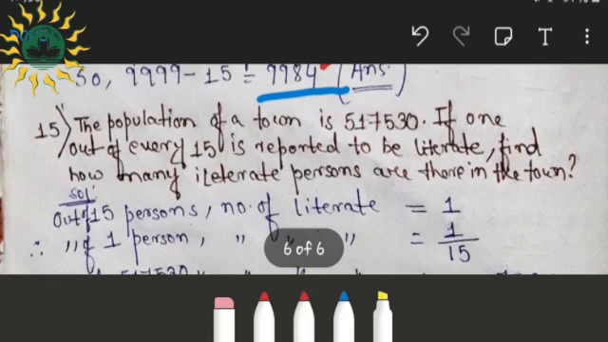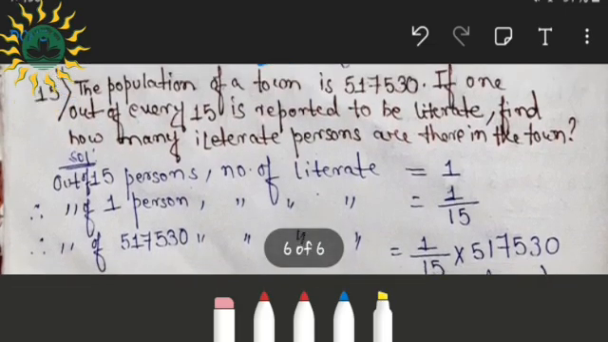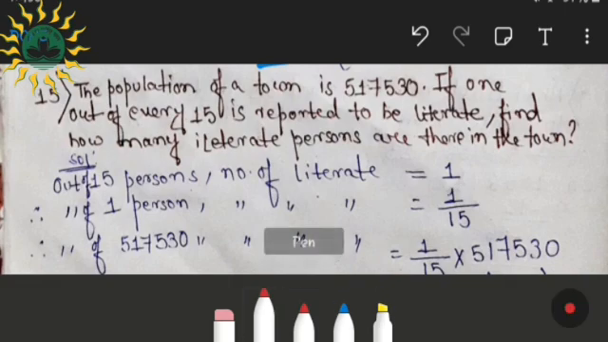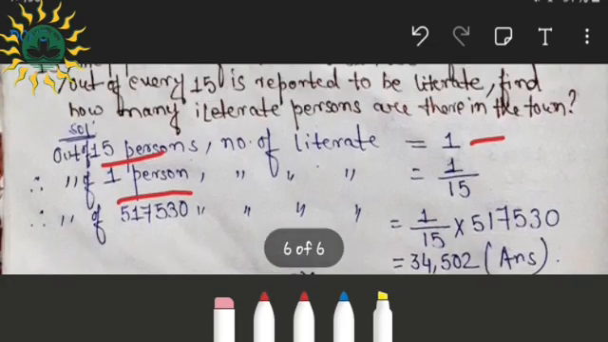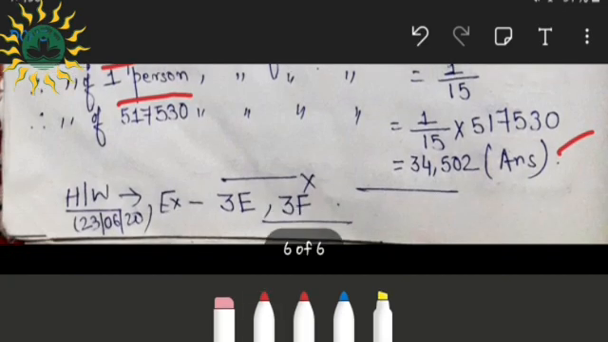Next, the population of a town is 517,530. If 1 out of every 15 is reported to be literate, find how many illiterate persons are there. So total population we know, and out of every 15, 1 person is literate. So 1 by 15 will be literate. So out of 517,530, how many persons will be literate? We have to multiply 1 by 15 into 517,530. So this will be our final answer, 34,502.